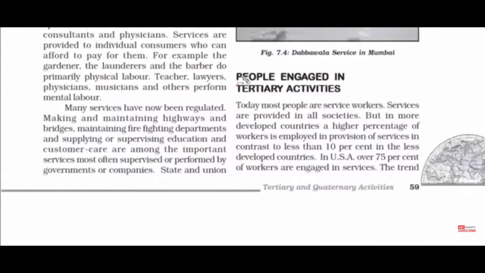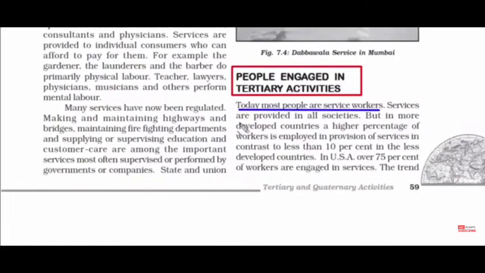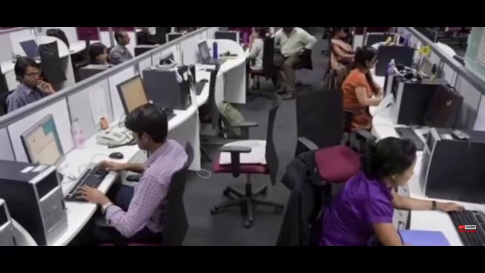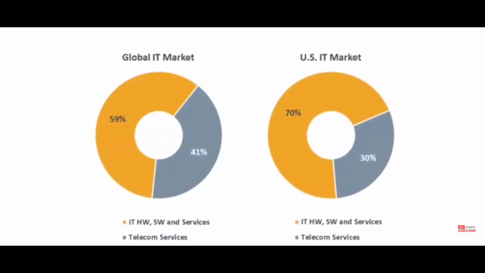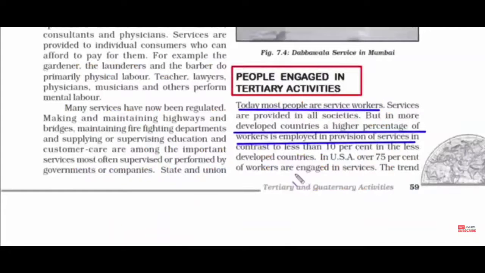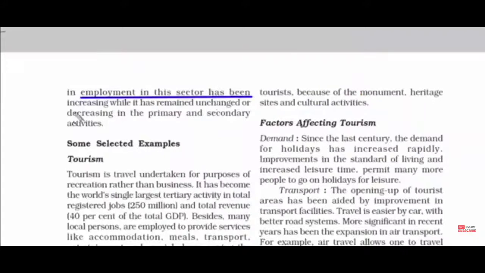Let's go to the next topic, people engaged in tertiary activities. As we have read before, tertiary activities are also called service sectors. Today, most of the workers are service workers, and in developed countries, this percentage is much more than developing countries, meaning there are more service workers in countries like USA, UK, France, Europe, etc. And one main reason is due to their large population of skilled laborers. The more skills you have, usually you will find them in service sectors, and also with time, employment in this sector is increasing like anything.